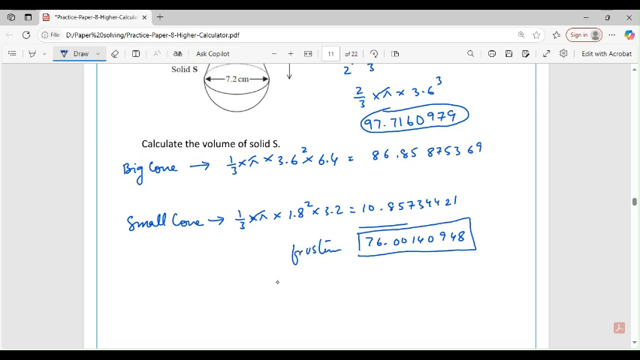Now the total volume of shape S is going to be 173.7175074 cubic centimeters, because in here we need to add this value and 97.716. So when these two are added together, you should get this value as the answer.